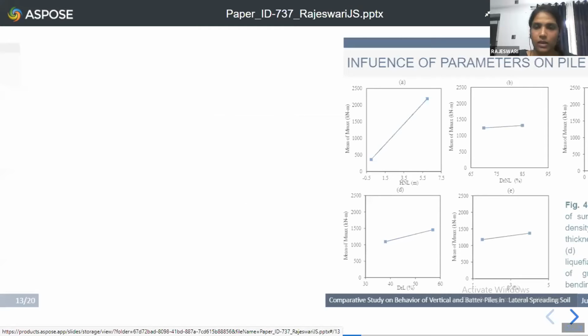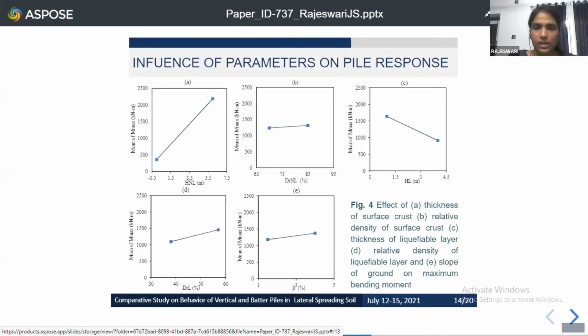This figure shows the effect on the maximum bending moment. These plots are known as the main effect plots. It is the mean response at the lower and the higher level of each parameter. From this figure, we can observe that the maximum bending moment increases with increase in the thickness of the surface crust, increase in the relative density of the surface crust, relative density of the liquefiable layer, and the slope, but it decreases with the thickness of the liquefiable layer.